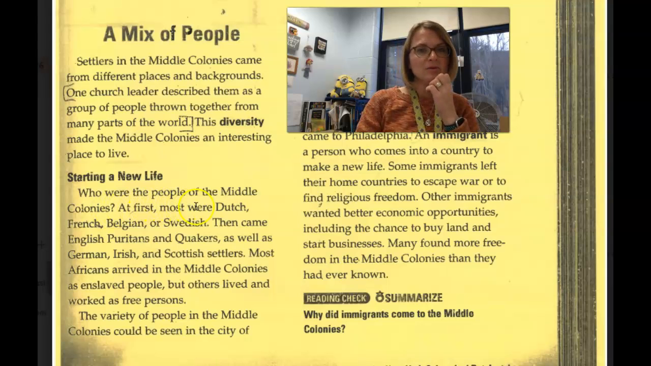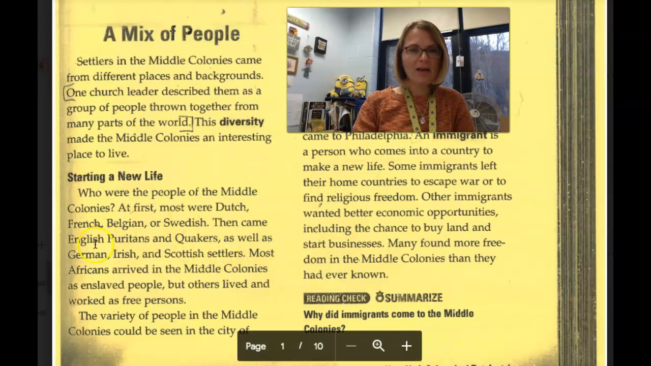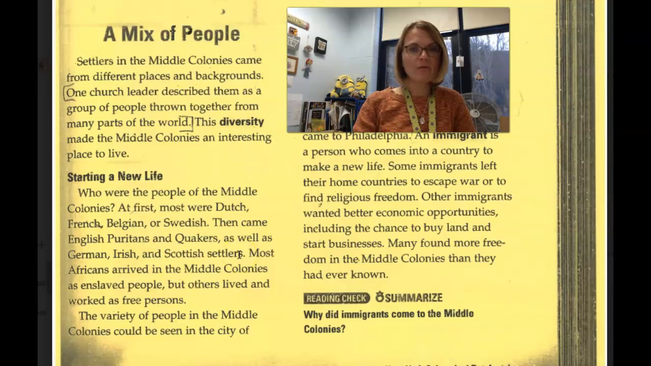At first, most were Dutch, French, or Belgian, or Swedish. That is a big mix. How did they all get there? Then came English Puritans and Quakers. All right, I know Puritans. I don't know Quakers. So my question is, well, what's a Quaker and where are they from? As well as German, Irish, and Scottish settlers. So again, I'm asking myself questions. How are all these different groups together in one place, and how and why are they there?